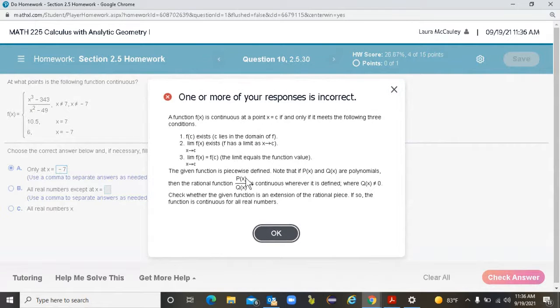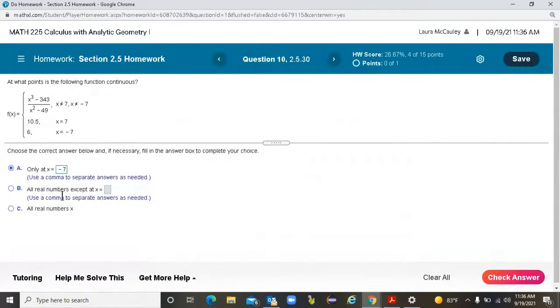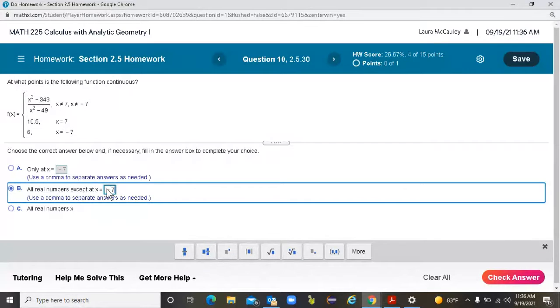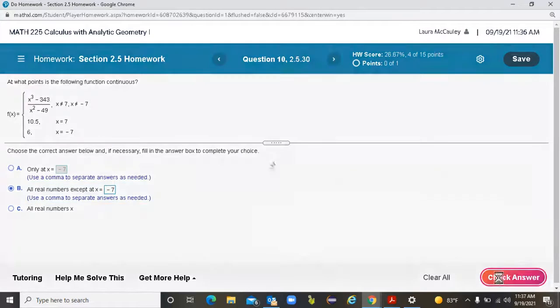How did I mess that up? It was negative 7, right? Oh, sorry. Yeah, I just chose the wrong one. It is continuous everywhere except negative 7.